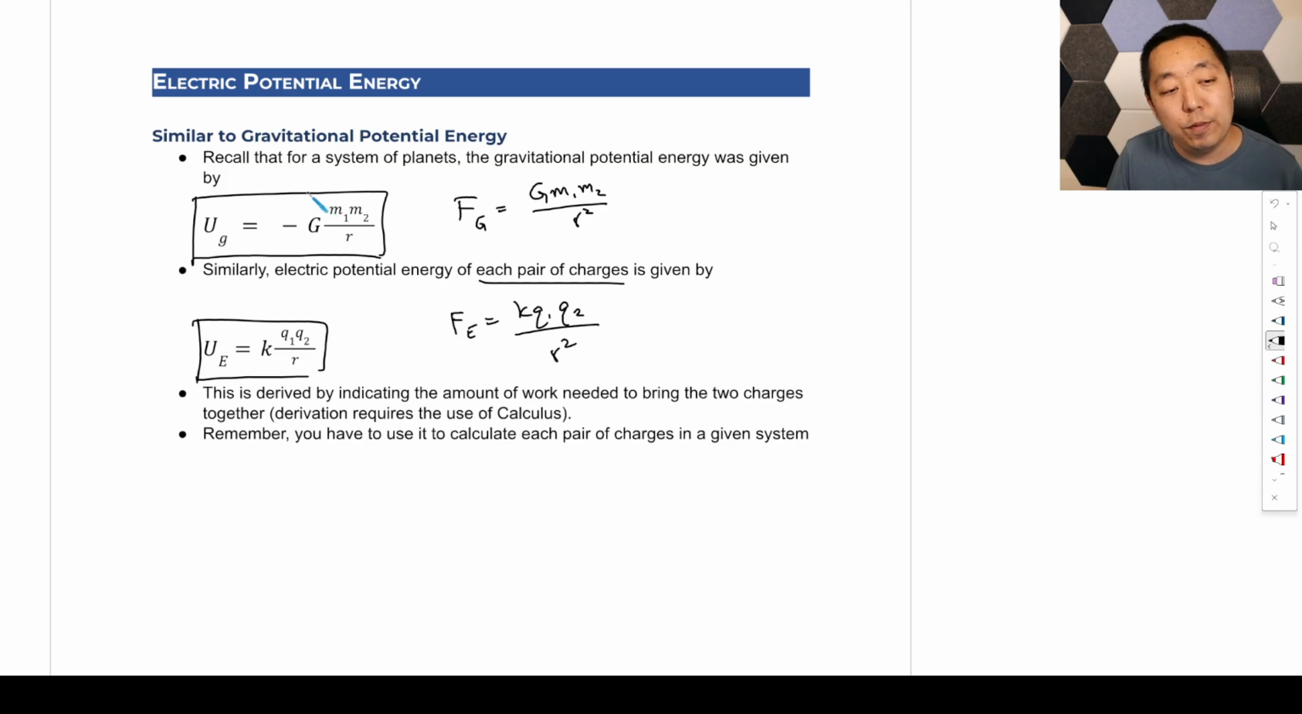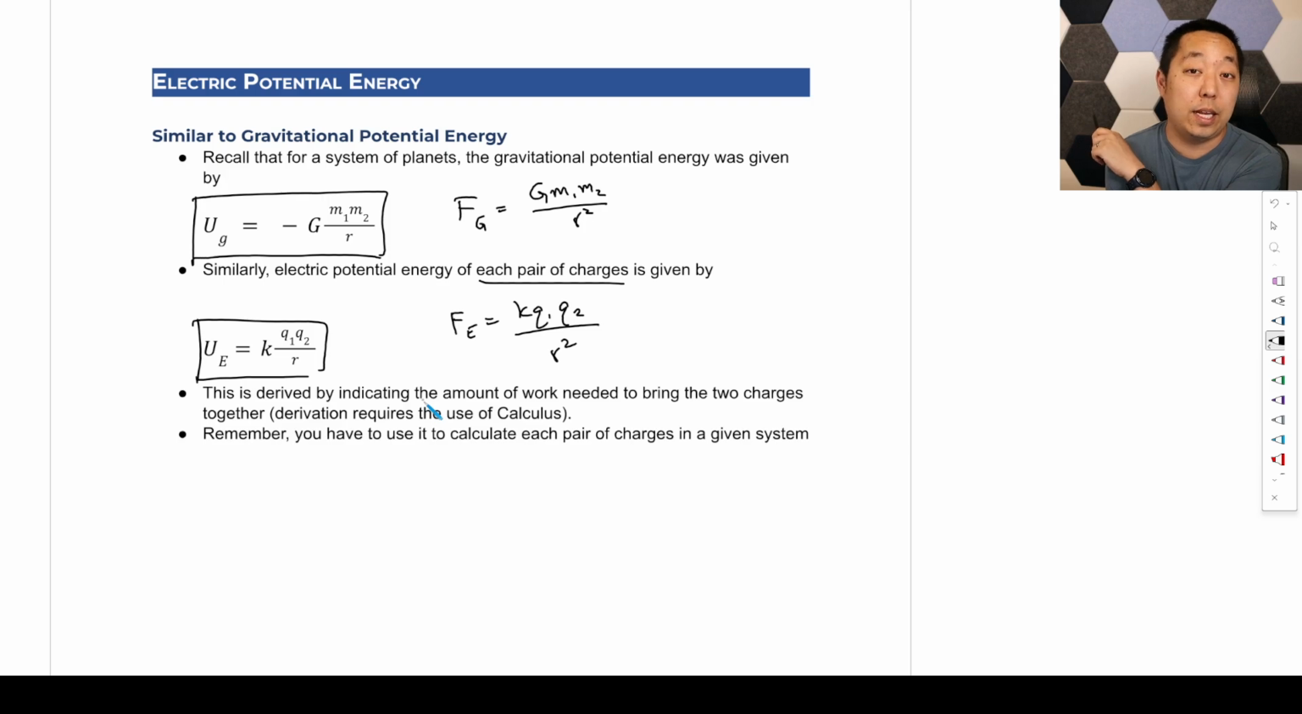Well, you've got to remember the planets are always pulling towards each other, always an attractive force, and so the potential energy would be negative. Here, if one's positive and one's negative, then the potential energy is still going to be negative because a positive and a negative charge will be attractive. So it actually keeps the same sign convention as what we did before. And it's derived indicating the amount of work needed to bring the two charges together.